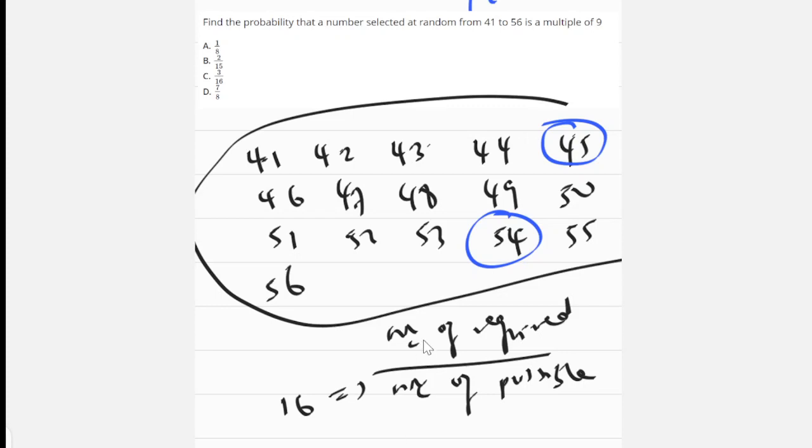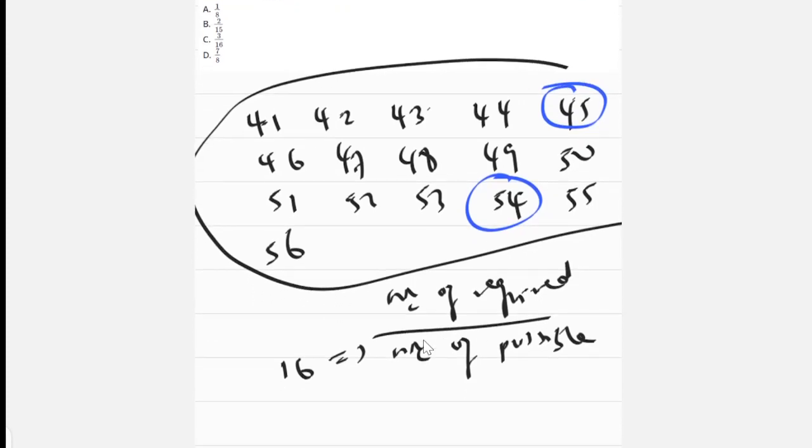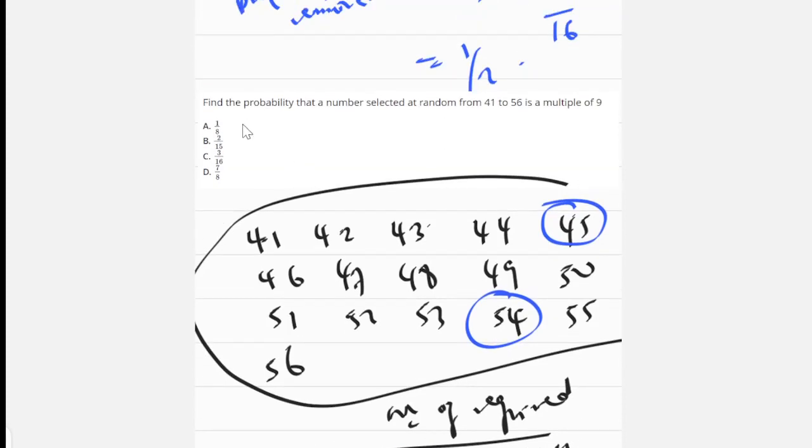It means the number of your required outcome will now be equal to what? Okay, let us check it very well. The multiples of 9, yeah, I think we are correct. So this will now be the number of required outcome, which is 2, divided by 16. 2 here 1, 2 here 8, which is equal to 1 over 8. Can you see it is very simple?